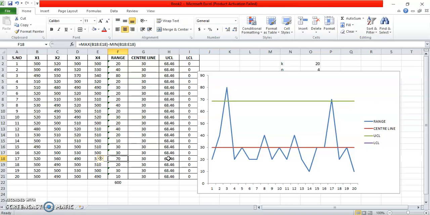So this is how we prepared an R chart, or we can say a control chart for range. From this interpretation we realize that the control chart is indicating that the process is not under statistical control and some assignable causes are present in the process. To bring the process under statistical control, it is very important to investigate the assignable causes and take corrective action to eliminate them.